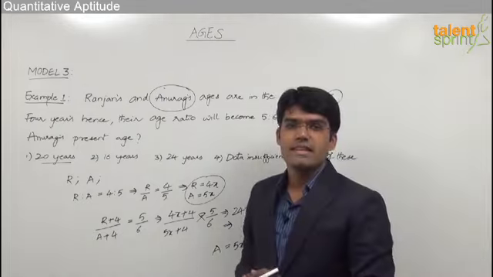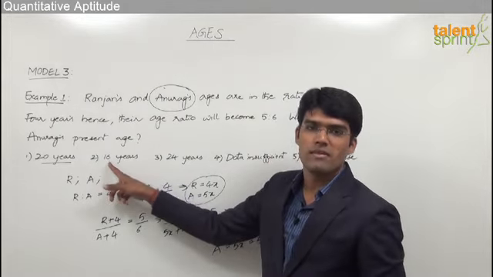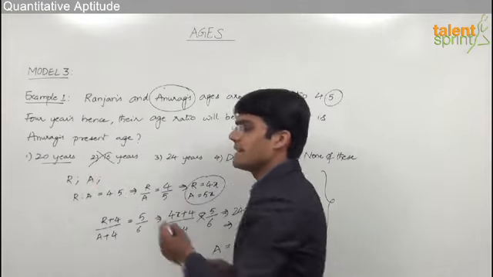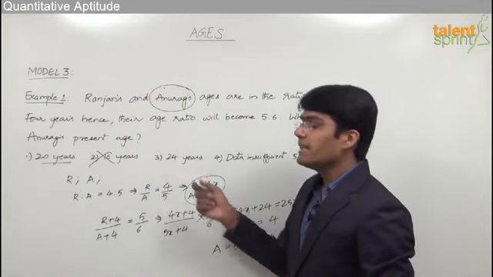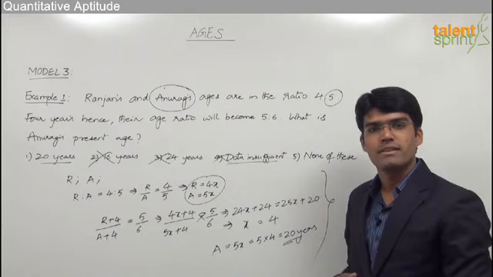Option 2 is 16 years. We know that Anurag's present age should be a multiple of 5 and 16 is not a multiple of 5. So this gets eliminated. Option 3 is 24, which again is not a multiple of 5. So even this option gets eliminated. And we know that data is sufficient to answer the question. So even option 4 is wrong. So the only possible answers are either option 1 or option 5, none of these.